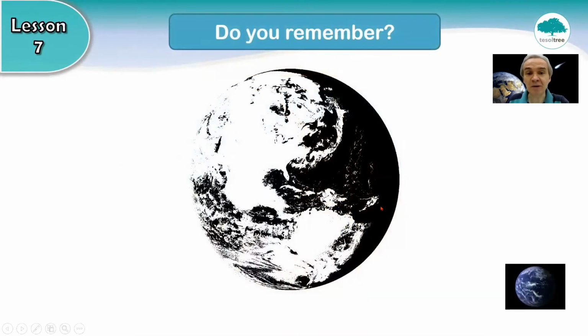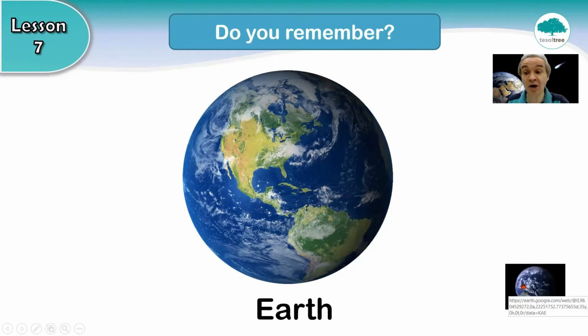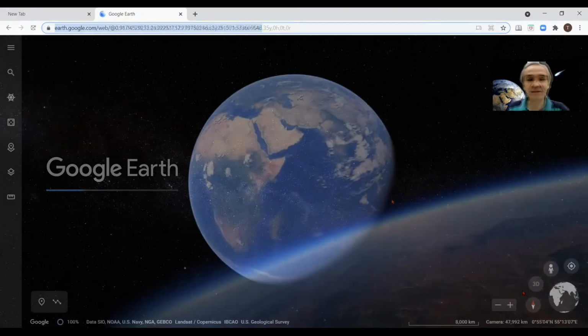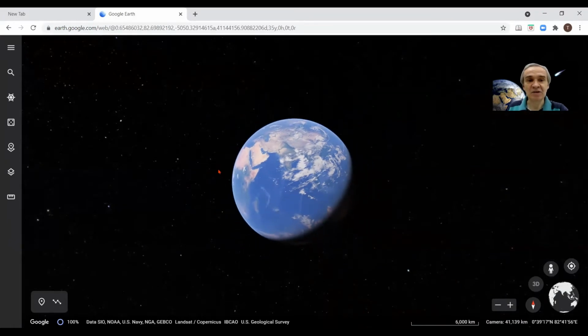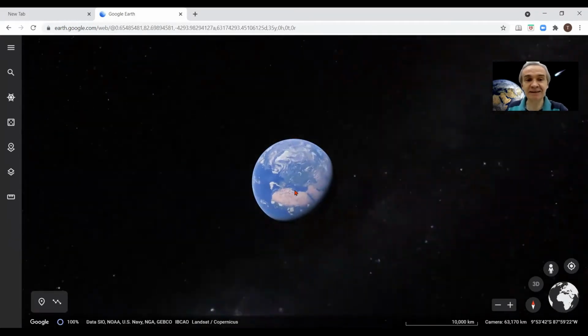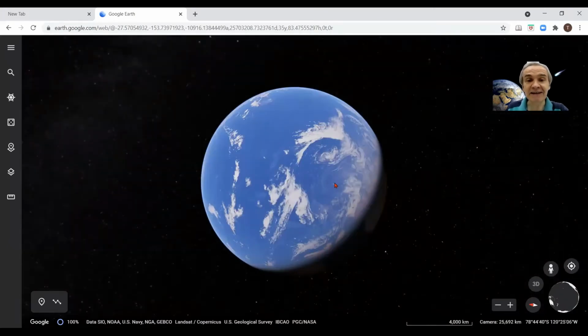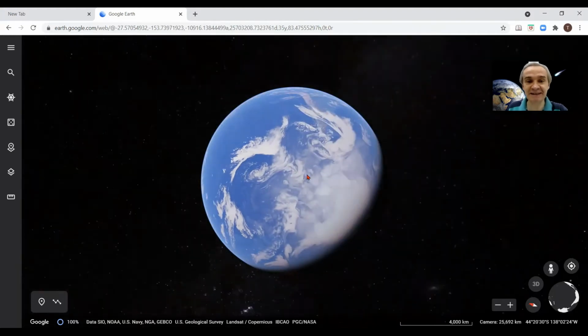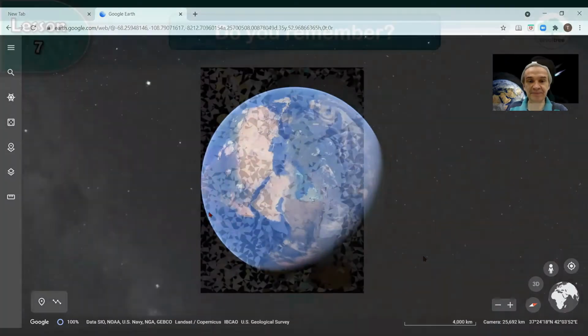Now, do you remember? What's this? Where we live. It is, of course, the Earth. And once again, let's have a quick look at Google Earth. As you can see, here is the Earth in space, and round and round. And as you can see, here is the Earth in space with lots of stars around the Earth.